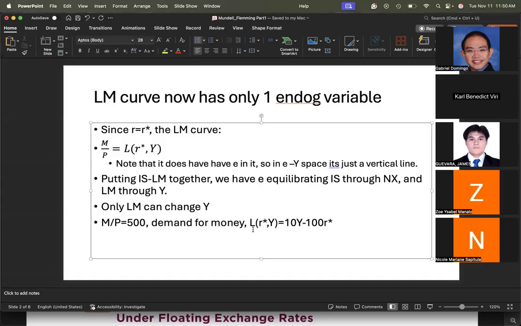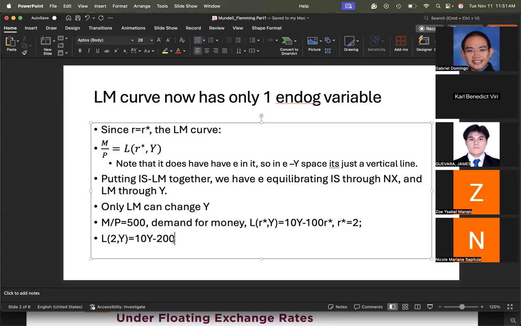Okay, so once you have R star, give me an R star. Like R star can be 2, correct? So what is the demand for money then? L of 2, Y equals what? Can someone figure that out? What's the demand for money now? Given that R is R star. Okay, may sagot. 10Y minus 200, right? 10Y minus 200, correct? Okay.